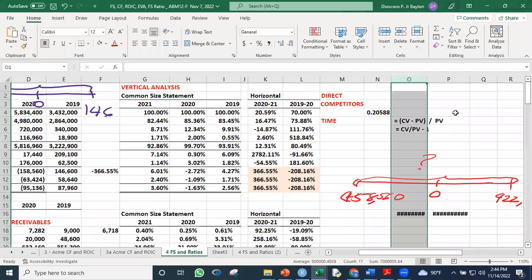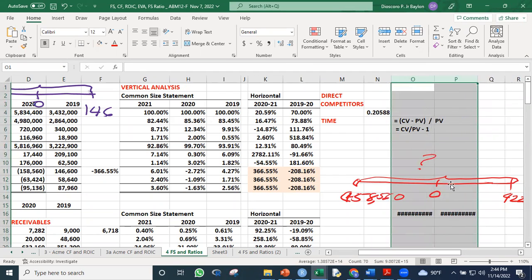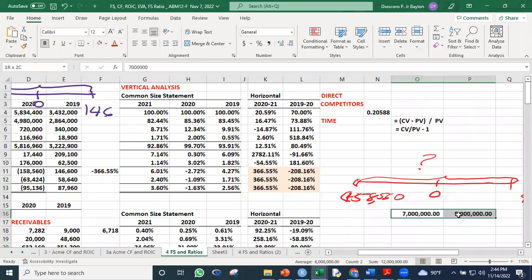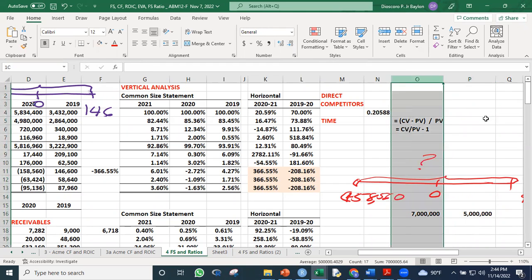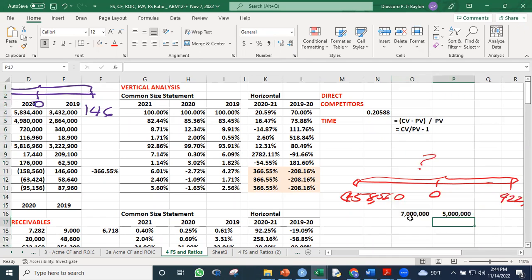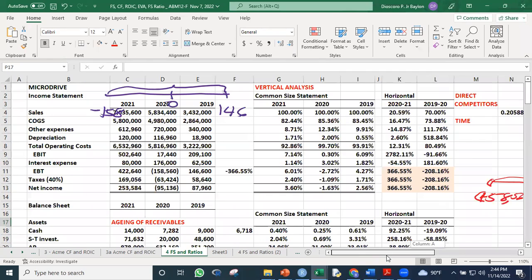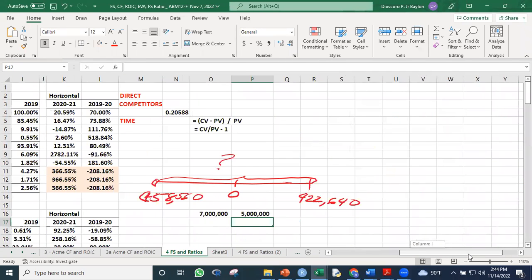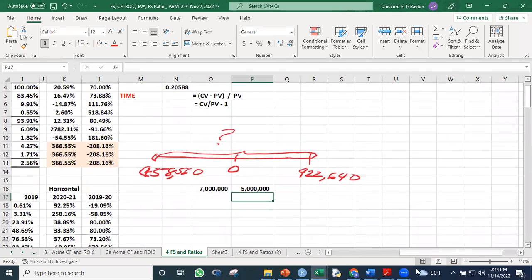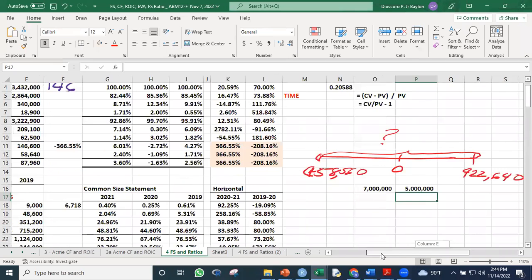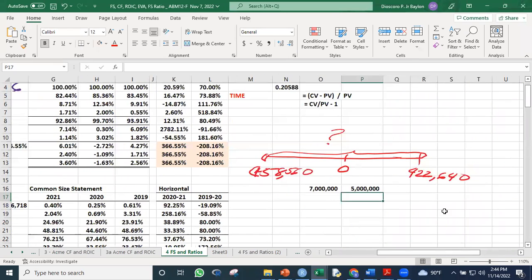You don't immediately jump to the conclusion that our company performed better than the direct competitor based on just the 7 million and the 5 million. While it's true that in an absolute sense we generated more sales than the competitor, that's not the whole story. You try to take a holistic point of view when we compare the performance of two companies.